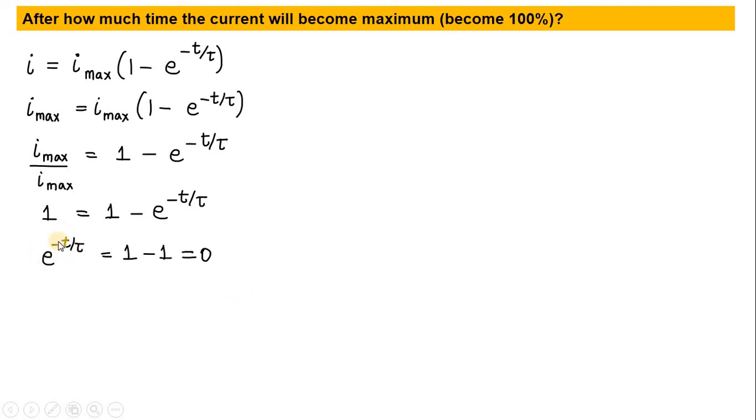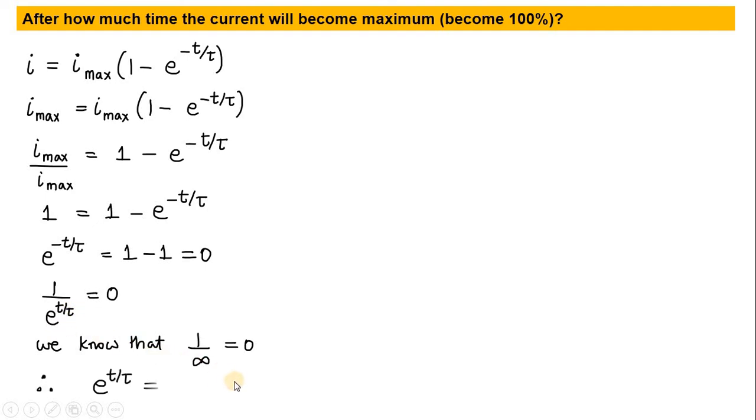So what should be the value of t upon tau? First let us do one thing. Here is a minus sign in the power, so can we bring it in the denominator? This same thing can be written as 1 divided by e power t by tau, and that is equal to 0. Now students, we know that 1 divided by infinity is 0, because infinity is a very large number, so 1 divided by a very large number approaches 0. So therefore we can say that this e power t by tau must be equal to infinity.